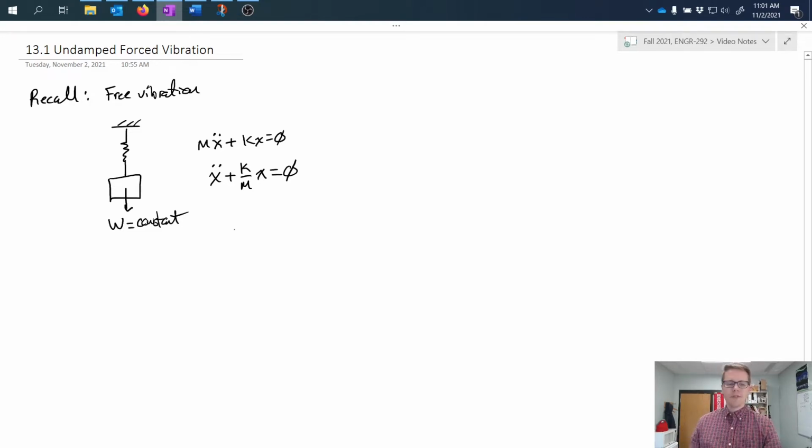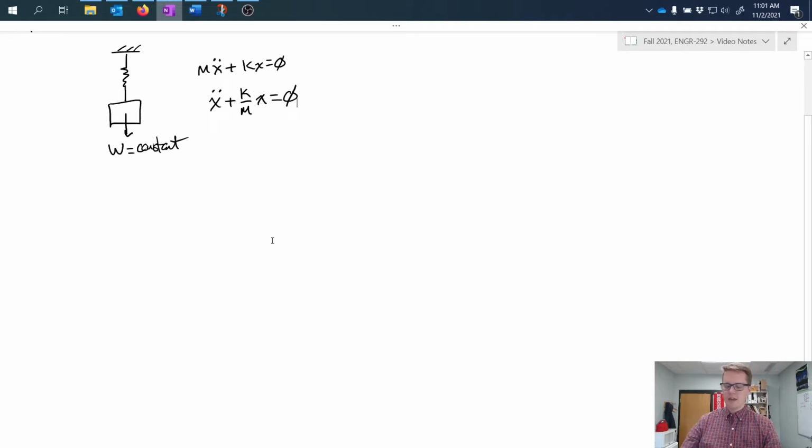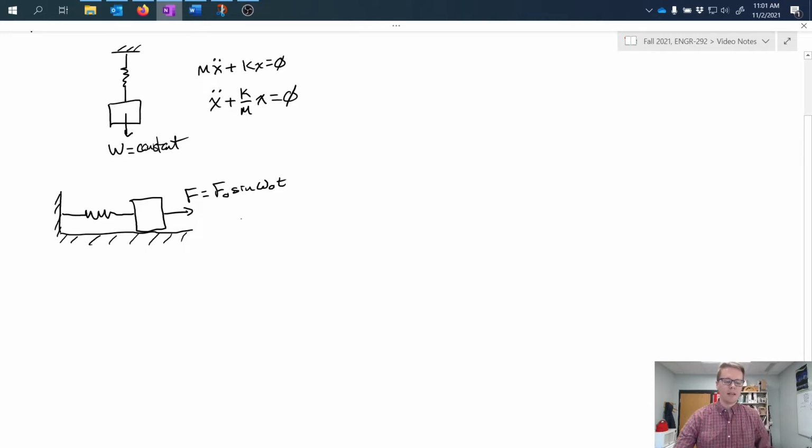So in forced vibration, we're no longer going to say that this load applied to the mass is a constant. So instead, let's say we have a fixed support attached to a spring, which is attached to a mass, and a force is applied to this mass. But now this force is not a constant. It is instead applied in a sinusoidal way, with a sinusoidal function.